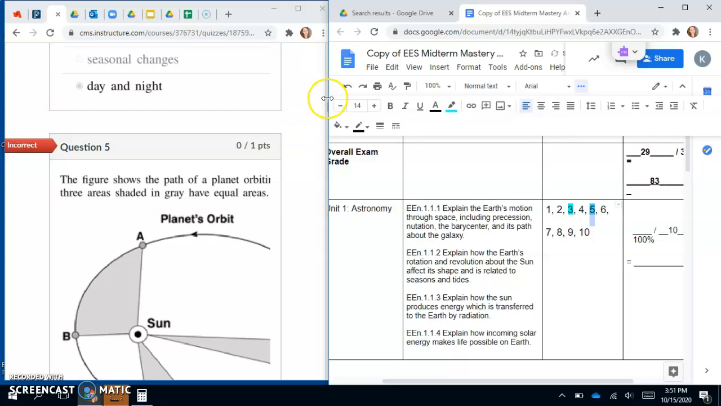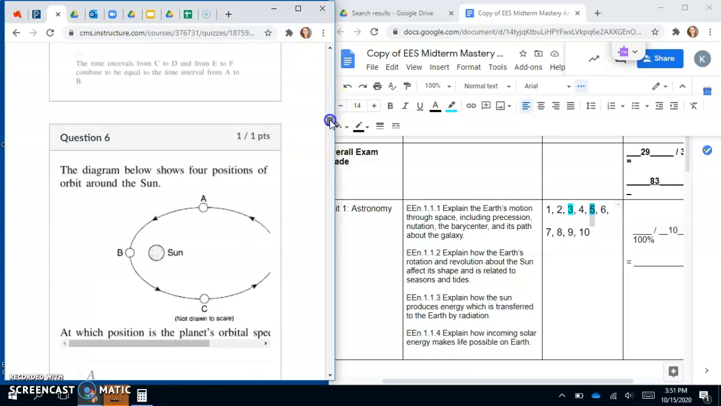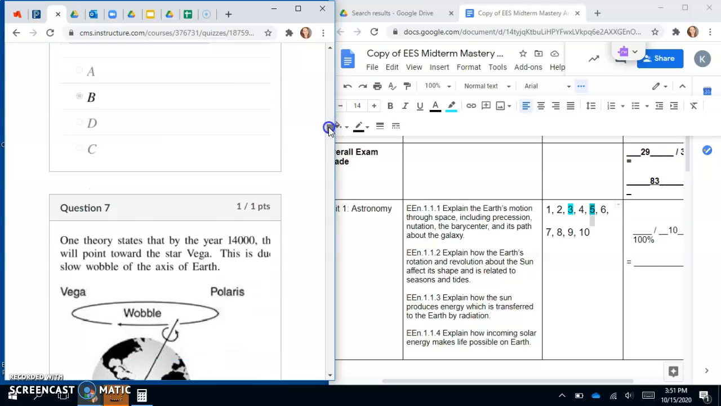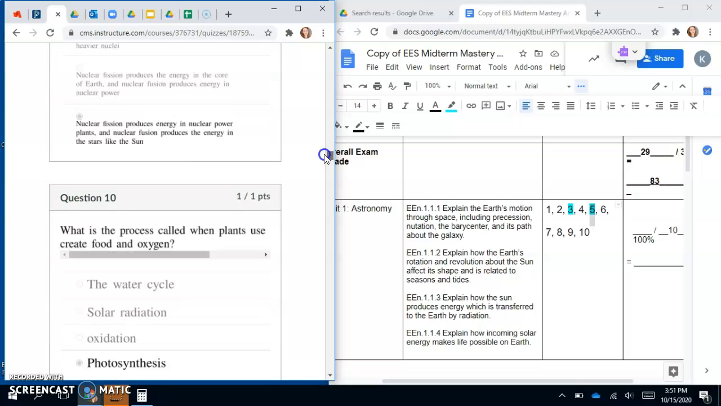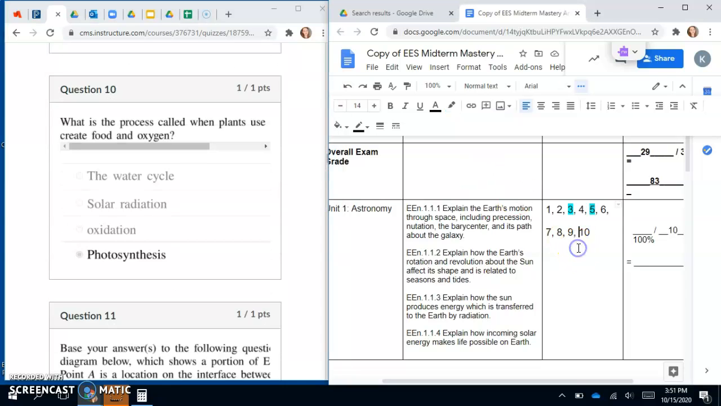Okay, and then I'm going to keep scrolling. I got 6 correct. I got 7 correct. 8 was right. 9 was right. And then 10 was correct. Okay, perfect. So I missed 2 questions out of the first 10 of the exam.